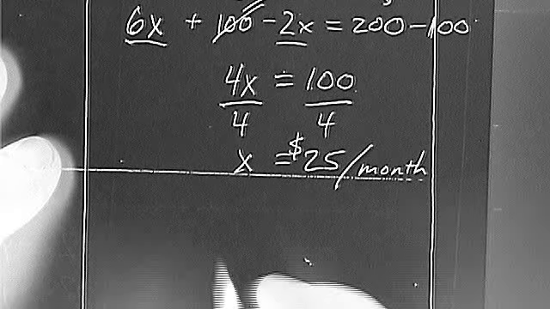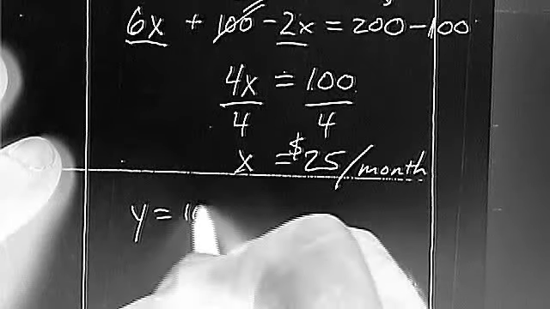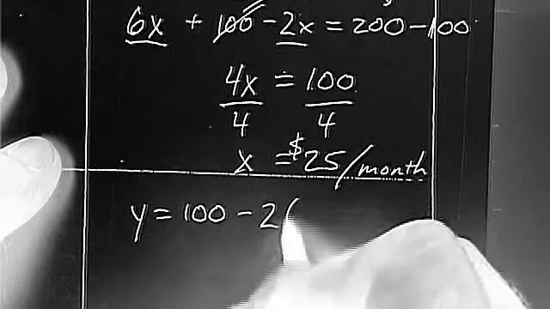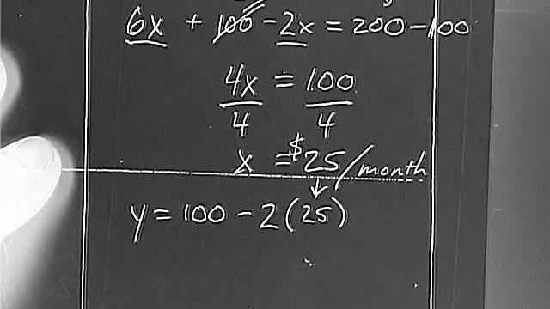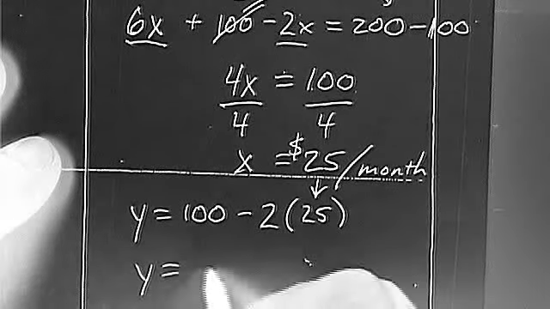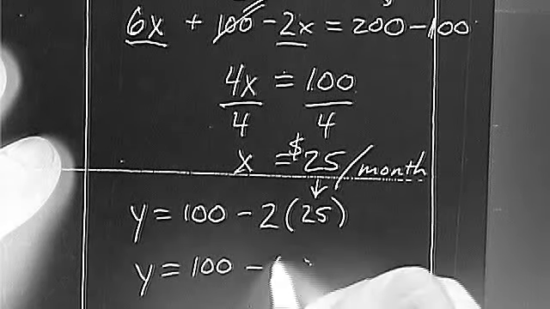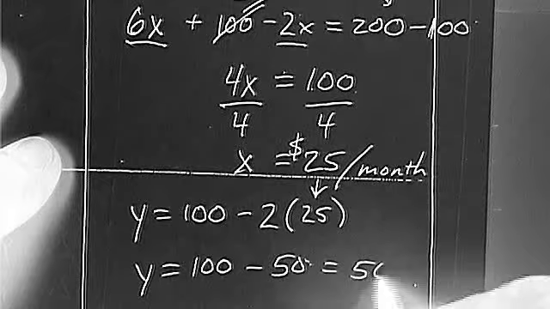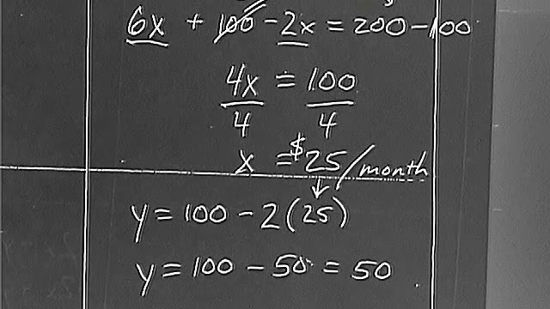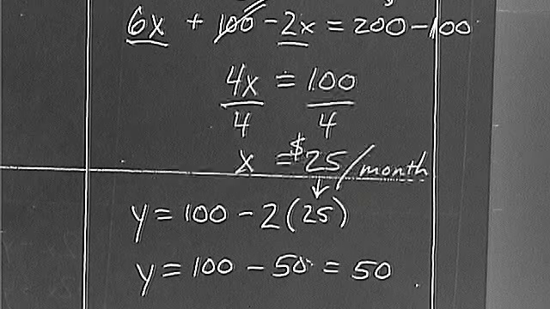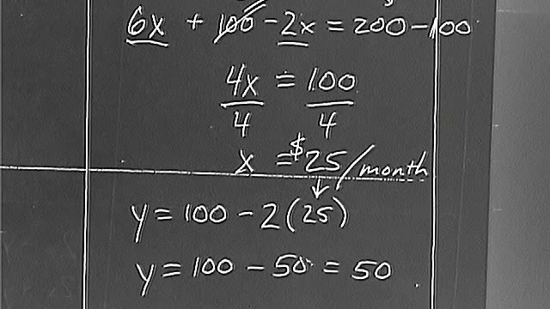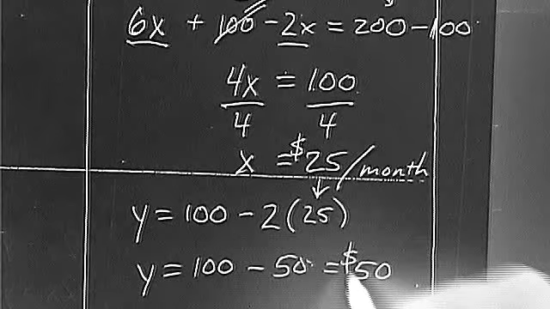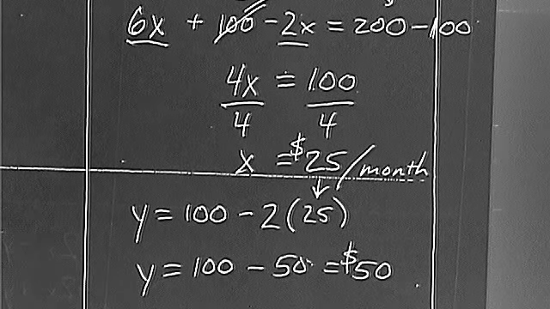If we go back to our equation, y equals 100 minus 2 times x, and we put our value of x in, we can find out what our initial cost was. The initial cost is $50. So the initial setup fee is $50 and then $25 a month after that.